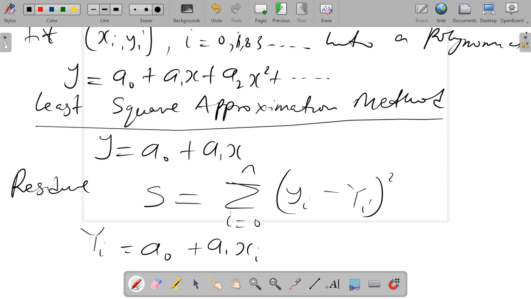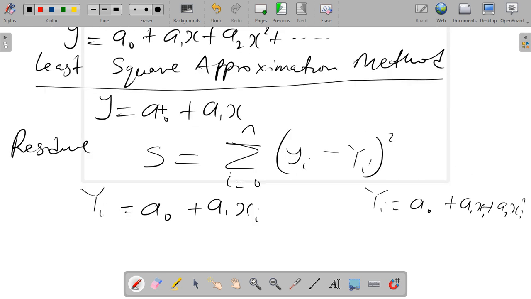Okay, that is for degree 1. But if it is degree 2, I'm going to have that the capital letter yi will now be equal to what? a naught plus a1 xi plus a2 xi squared, like that. Okay, so now having known this, let us now do our magic by substitution.